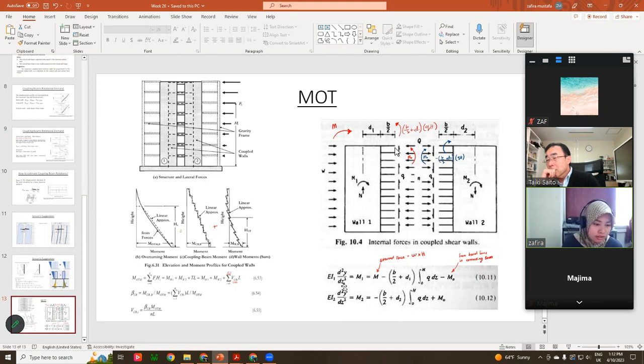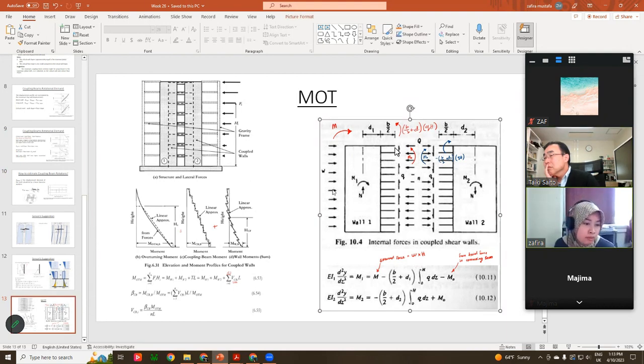And from here, this equation is combined between the two-wall system. So from the left and also from the right, if you can see equation 10.11, we have the external moment from the external energy. We minus the moment of the first wall, and for the second wall, it only has the moment from the wall itself. So maybe we also have to consider this when we do a dynamic analysis.